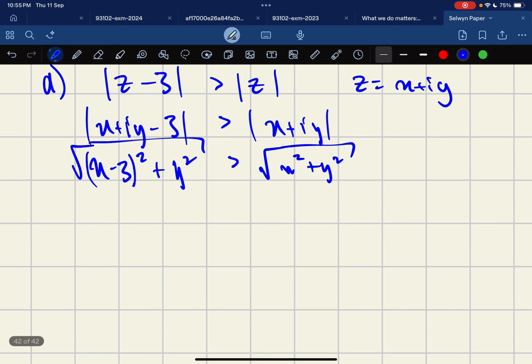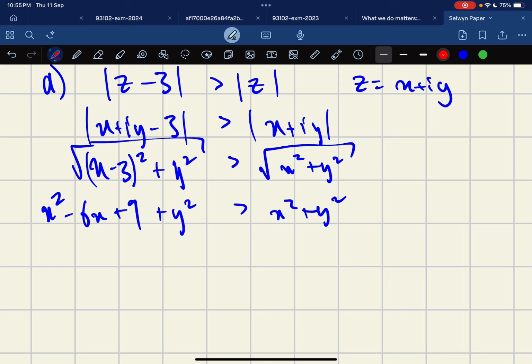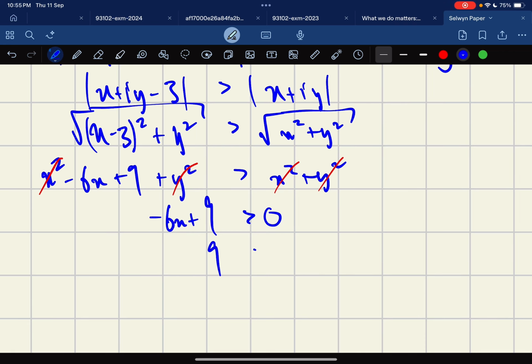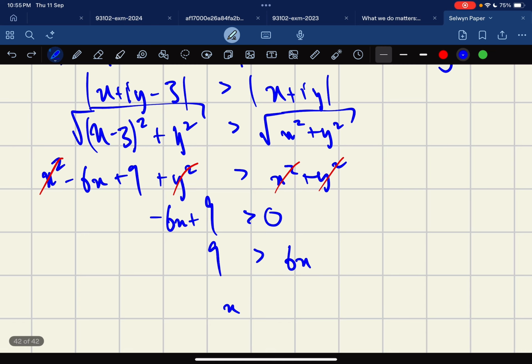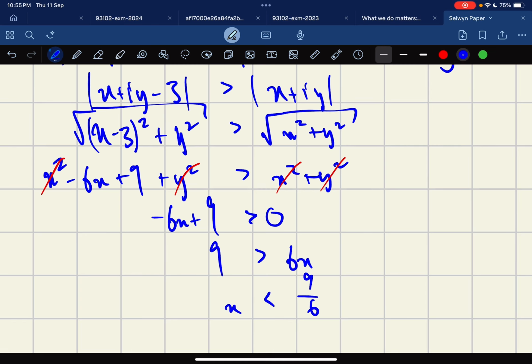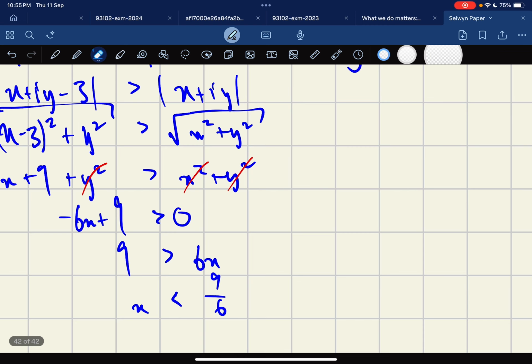You can square both sides and then expand out the left side brackets as well to get x squared minus 6x plus 9 plus y squared less than x squared plus y squared. Notice that the x squareds and y squareds, they cancel each other out. So you're left with negative 6x plus 9 greater than 0. Or in other words, 9 greater than 6x, or x is less than 9 over 6, or 3 over 2.